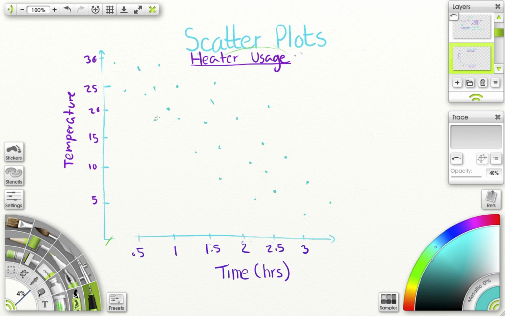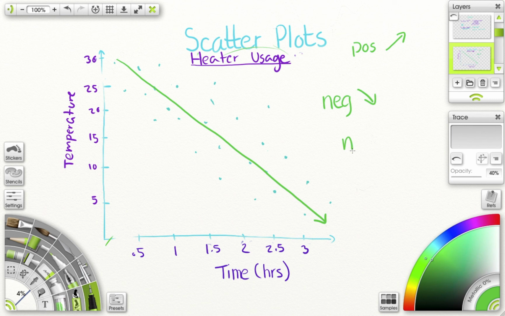As you can see, this is going in the opposite direction of our last graph. Our last graph, we were going in this kind of direction. This time you see it's going in a downward slope. This means that it is a negative correlation. So positive is this way, negative is this way. So I have a negative correlation.